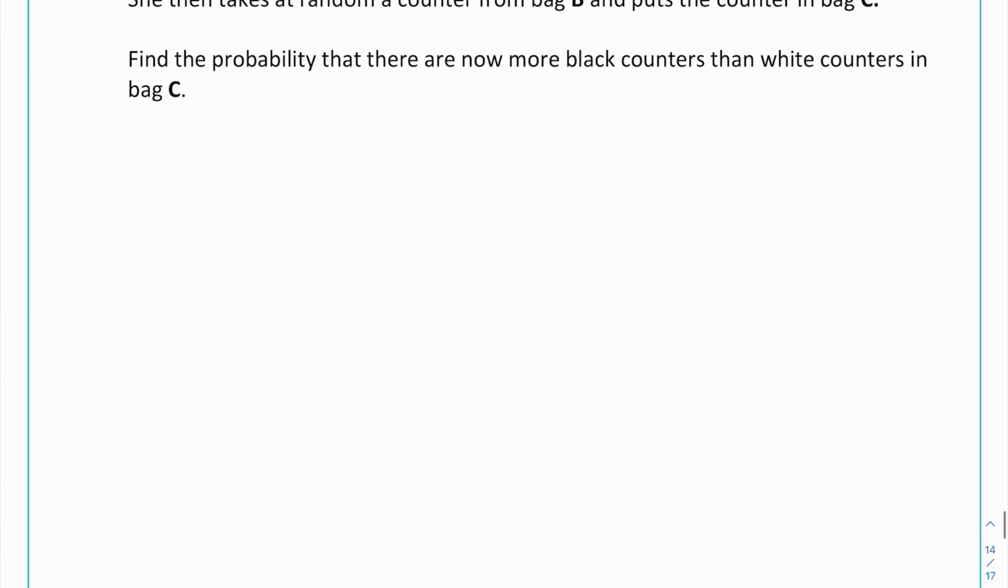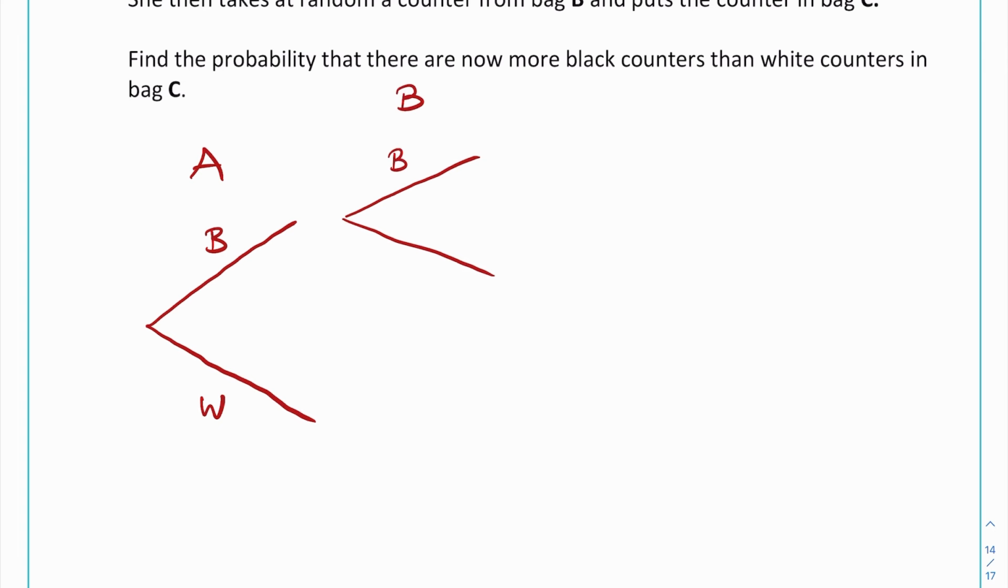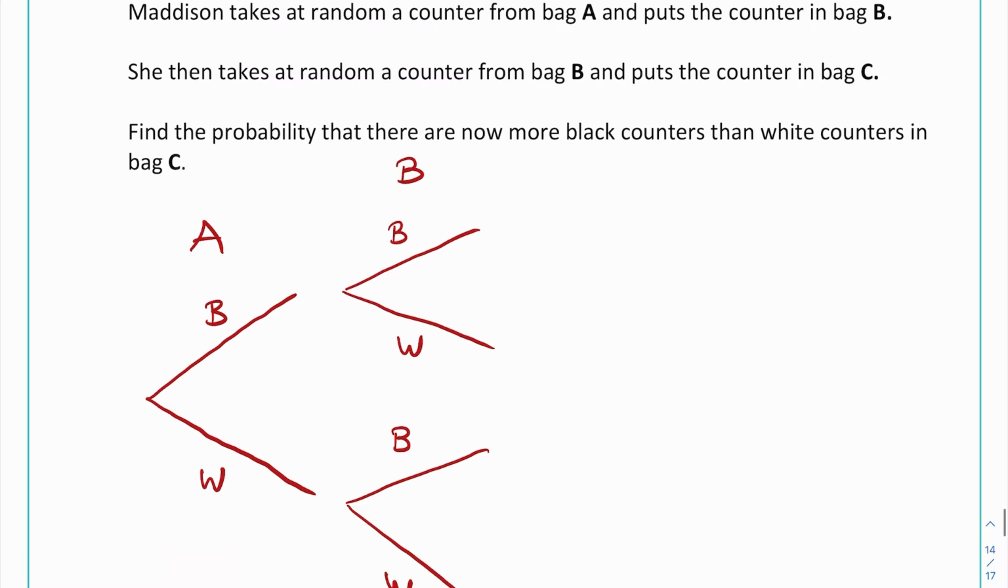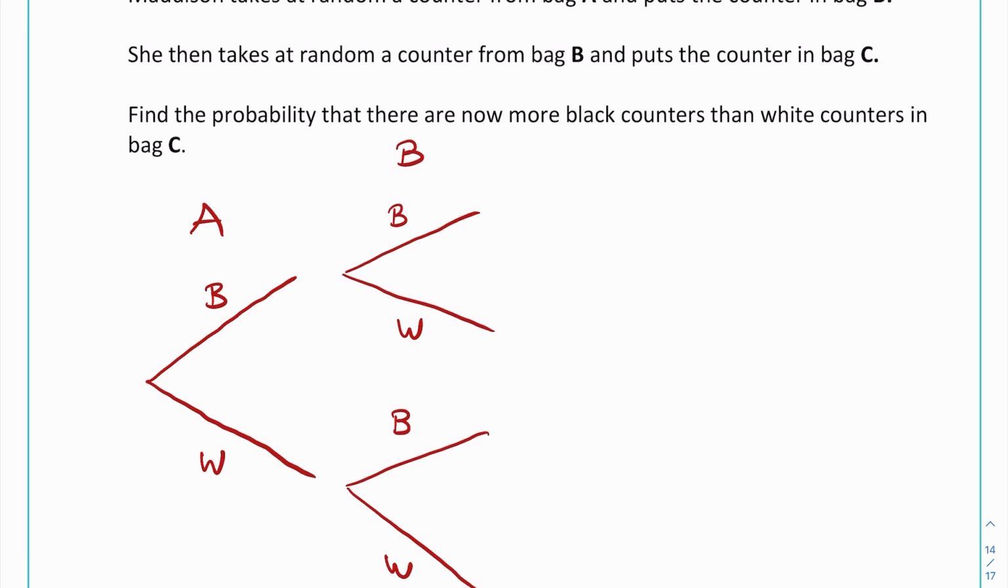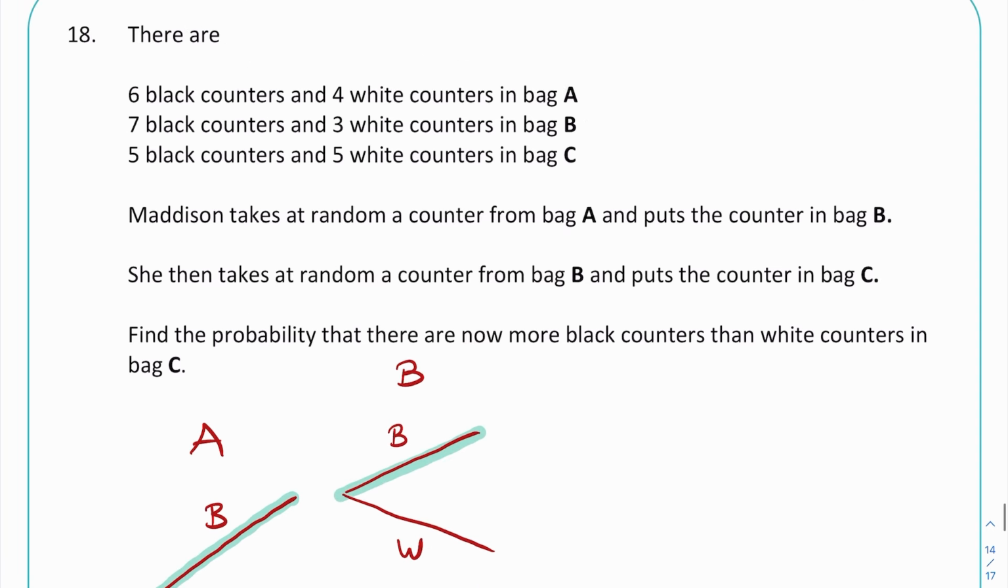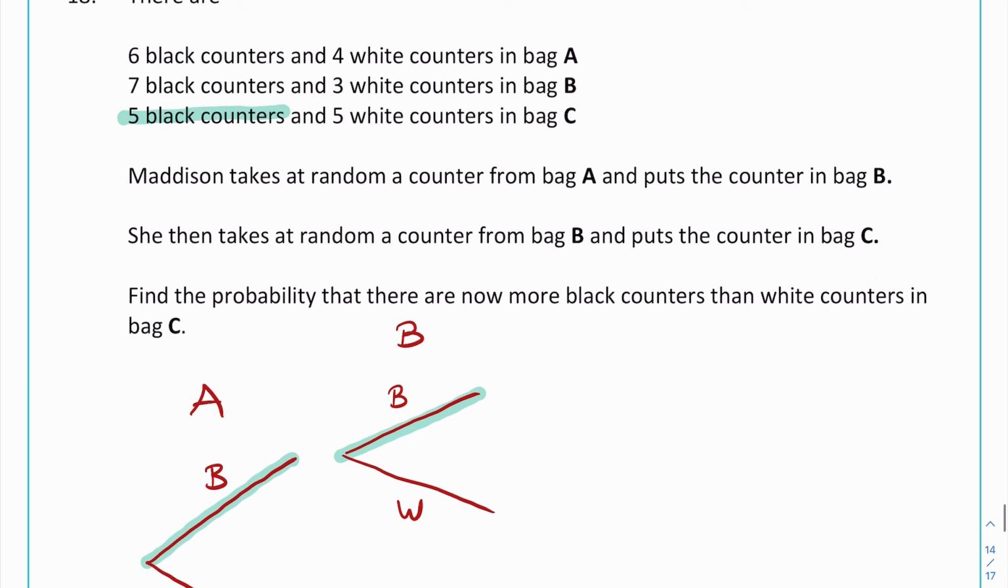So before we start thinking about any fractions, if we think about a root on a probability tree, if this is bag A, and we're going to take a black counter or a white counter, then this is our bag B, and again we're going to take a black counter or a white counter. There are only 2 scenarios there where we would end up with more black counters than white counters. It doesn't matter what we take out of bag A, but if we take a black counter out of bag A, we would then need to take a black counter out of bag B in order for the black counter to go into the 5 black counters in bag C, and make sure that there were 6 black and 5 white.